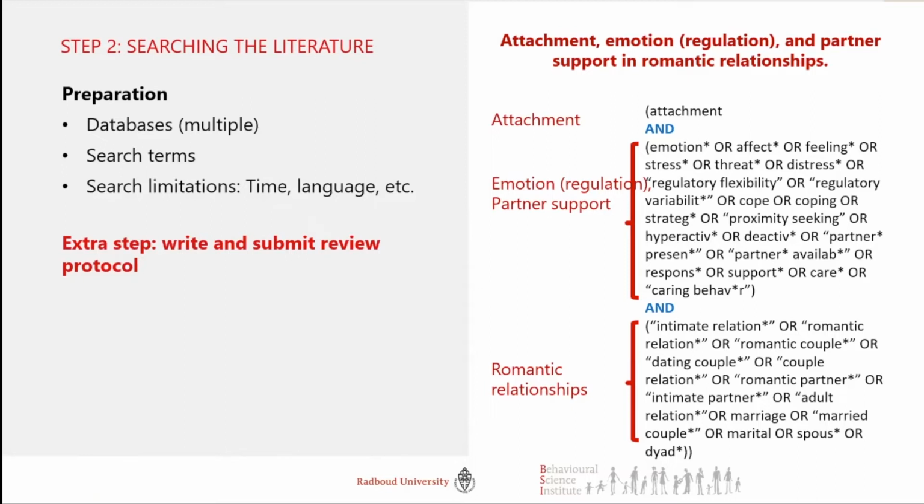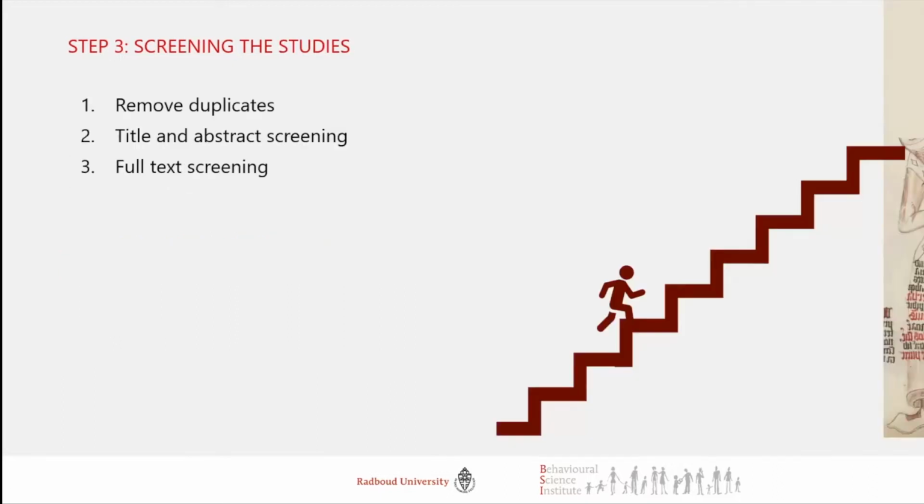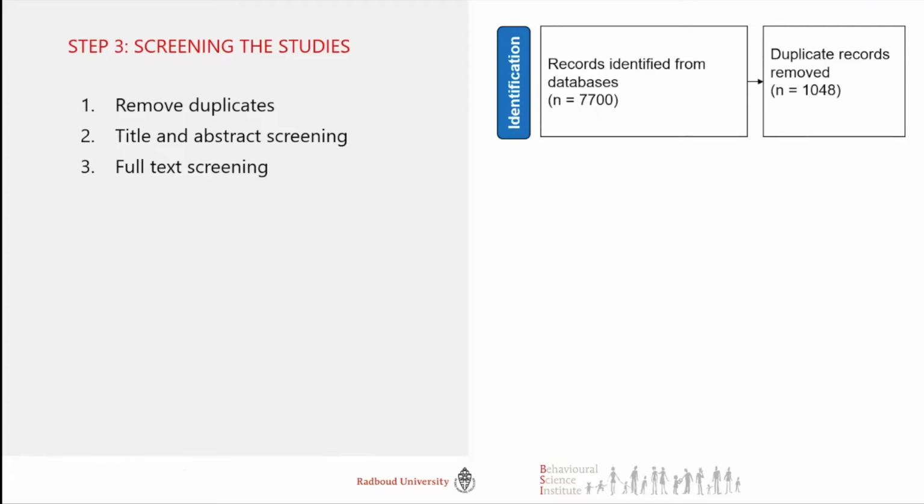Here an extra step would be to write and submit a review protocol. A review protocol is something like a pre-registration. It's a roadmap for the whole review, and you can also submit it. I will tell you later there are some guidelines on that. Then of course you do your actual search, and you want to document the date, the number of hits you get, etc. After you do your search, you go to the screening process. The first thing you do is, because you searched in several databases, you will get duplicates, so you remove those duplicates. I arrived at 7,700 papers because it was such a broad topic. Don't do that.